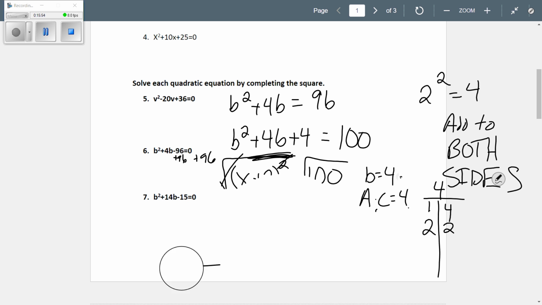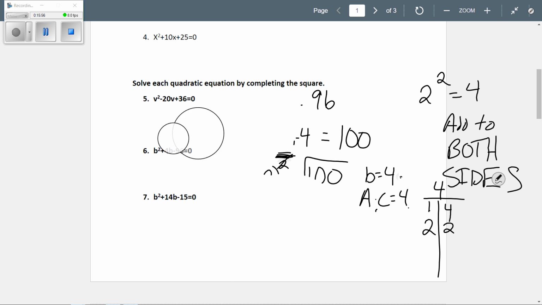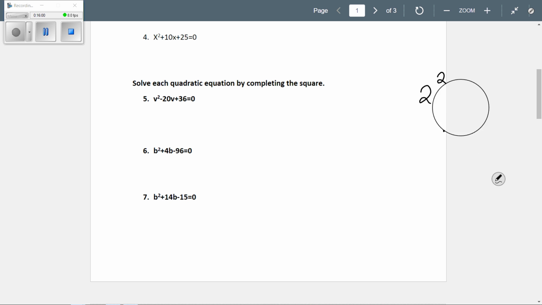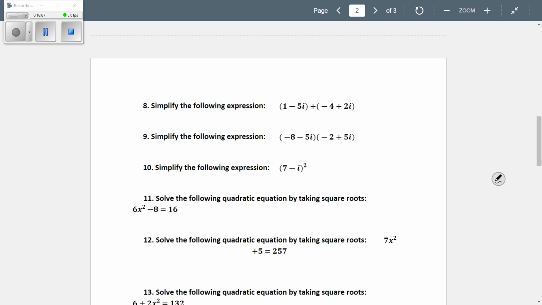All right, moving on. We're at about 16 minutes. Those two were the hardest parts of this unit. We're getting back to complex numbers. I'm just going to do one of them.